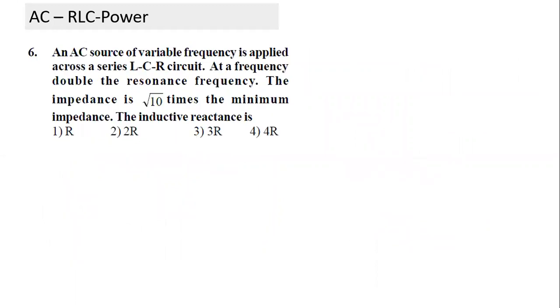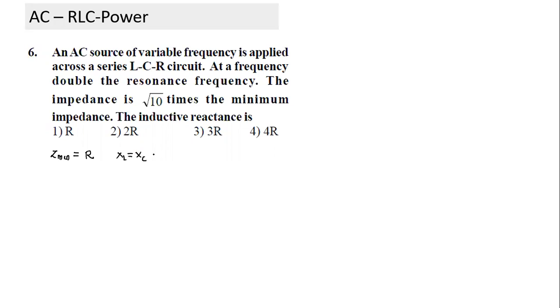Okay, that's also a question I think all of us should be able to solve. What happens when a variable frequency is applied in an RLC circuit at a frequency double the resonance frequency, and the impedance is root 10 times the minimum impedance? What is the minimum impedance in an LRC circuit? What is Z minimum equal to? It is equal to R, at the natural frequency where XL is equal to XC.